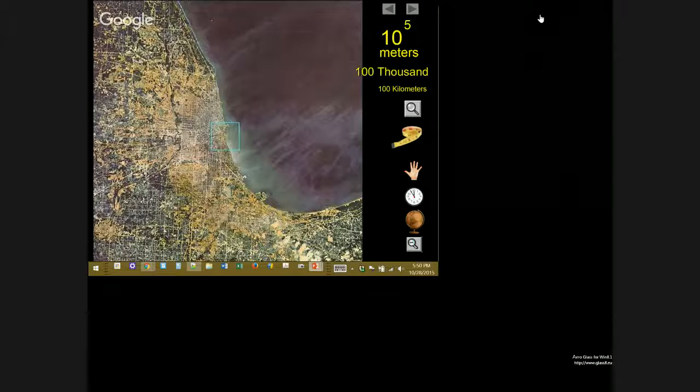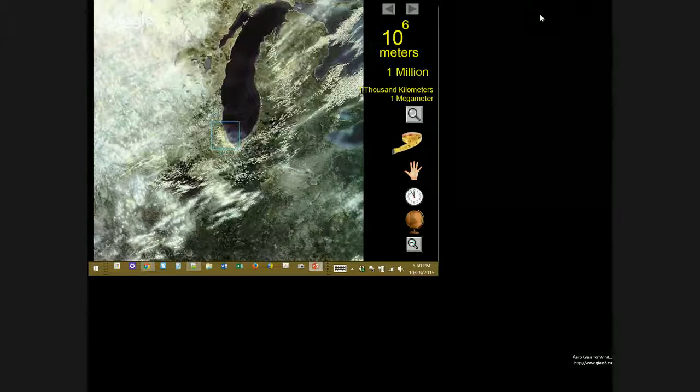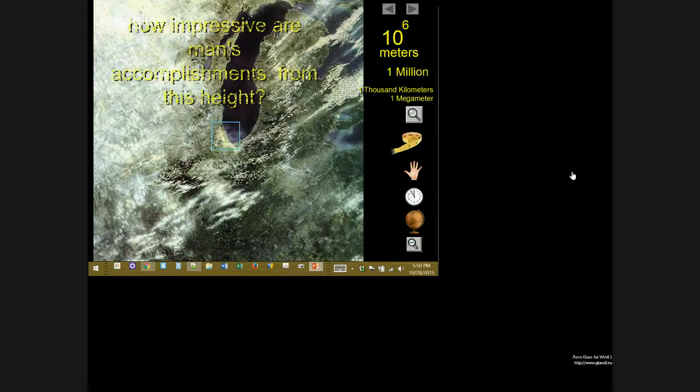Okay, 6 steps up. And now you can see all of Lake Michigan. And you can see the Chicago suburbs going in, kind of a megalopolis there. You know, it's interesting. I'm big into technology, but I raise this question. How impressive are man's accomplishments from this height? It's ironic, but the only thing you can really see here is some of the damage we've done. I can't see the Sears Tower. All I can see is a lot of lights at night. Maybe we've messed up Lake Michigan a little bit.